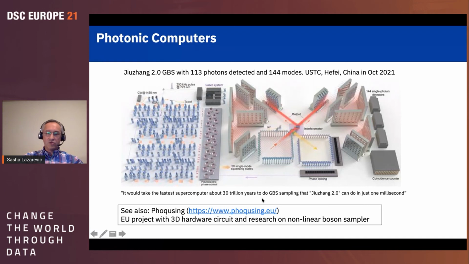I think I should also mention a very interesting project coming from the European Union, from Italy. This is a research team that is experimenting with, for example, three-dimensional hardware circuits and also this linear interferometer. They have published a paper about introducing non-linearity into this boson sampler, into this interferometer, which can increase the expressive power of that photonic computer.